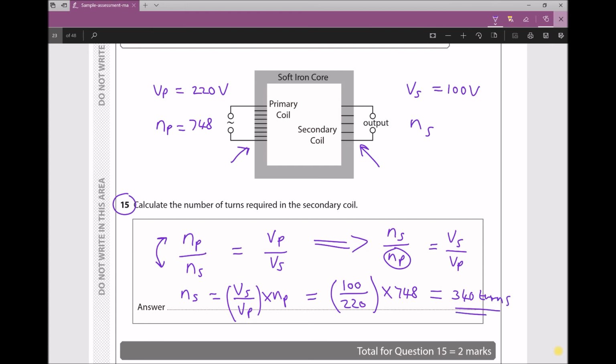Now we can just check whether that appears accurate. If we're stepping down a voltage, then we're reducing the number of turns. And we see here that our voltage is roughly halving from 220 to 100. So we would expect the number of turns on the secondary coil to be roughly half the number of turns on the primary. And what we see here is we're going from 748 turns to 340 turns. So we can assume that our answer there is accurate.